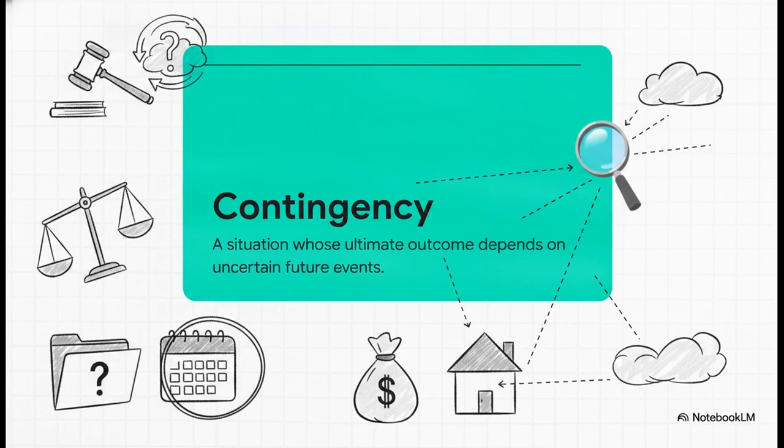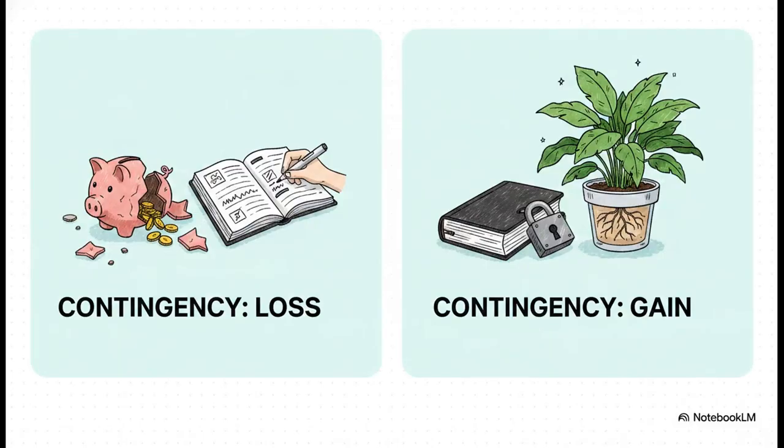So how on earth do you account for a situation that's fundamentally unresolved? Well, the standard gives us a very strict binary contrast here, and this is absolutely crucial. For a loss contingency, you've got to actually recognize that loss in your books immediately if it's probable and the amount can be reasonably estimated.